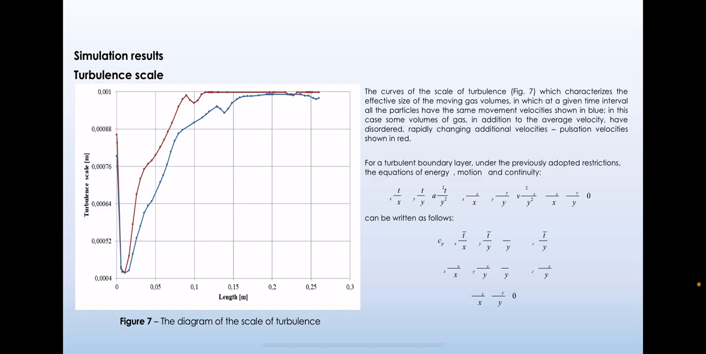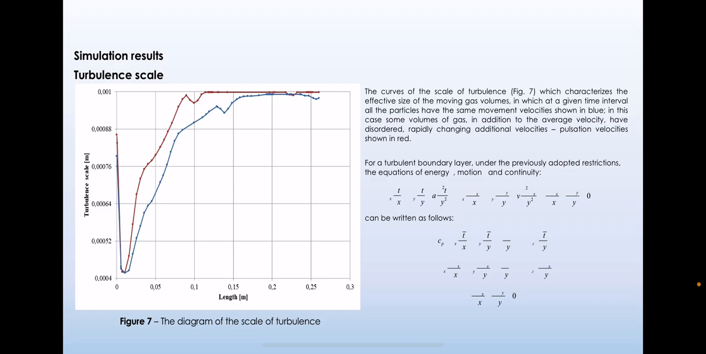The curves of the scale of turbulence, which characterize the effective size of the moving gas volumes, in which at a given time interval all the particles have the same movement velocities, shown in blue. In this case, some volumes of gas, in addition to the average velocity, have disordered, rapidly changing additional velocities. Pulsation velocities shown in red.